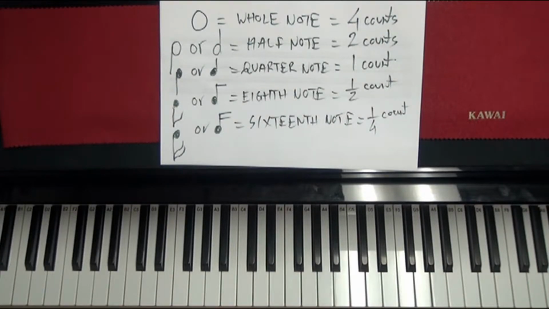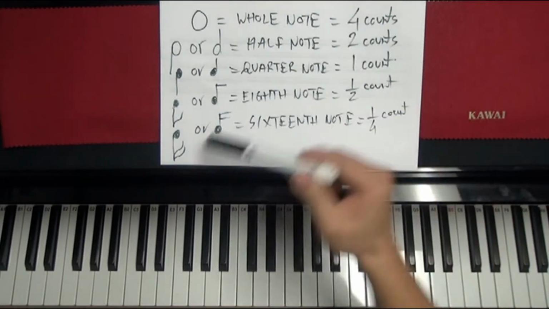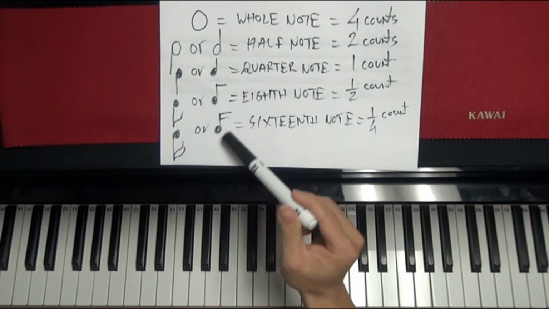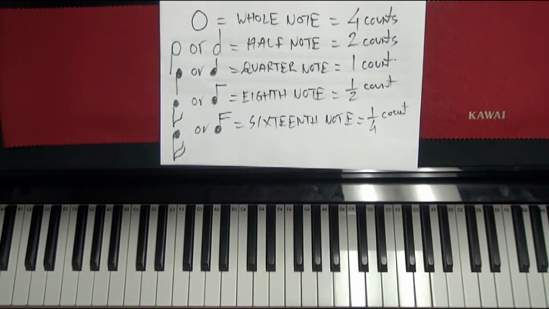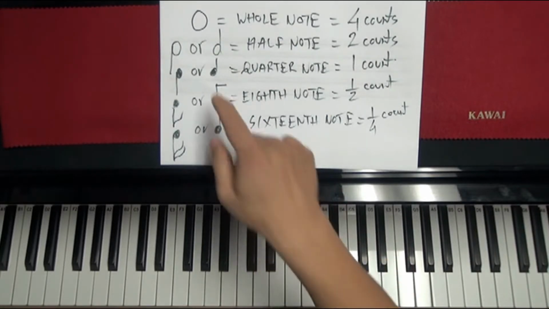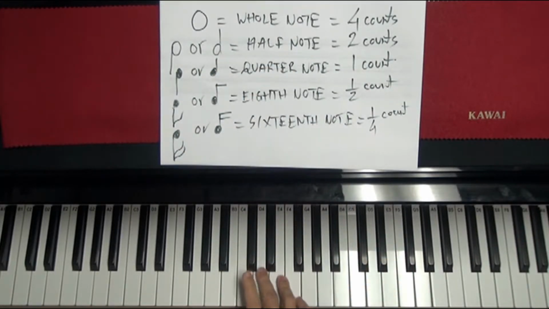All right? So as you can see, if you add more flags to it, the note will get faster and faster. So for example, a whole note, you have to play 1, 2, 3, 4. Okay? That's a whole note. Now half note, 1, 2, and you let go. Now, of course, a quarter note is 1 count. So you do 1.